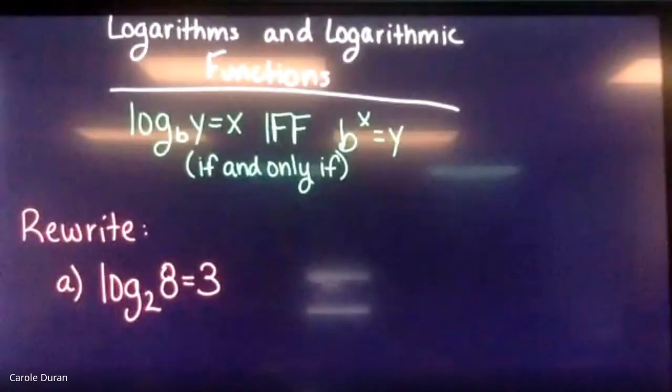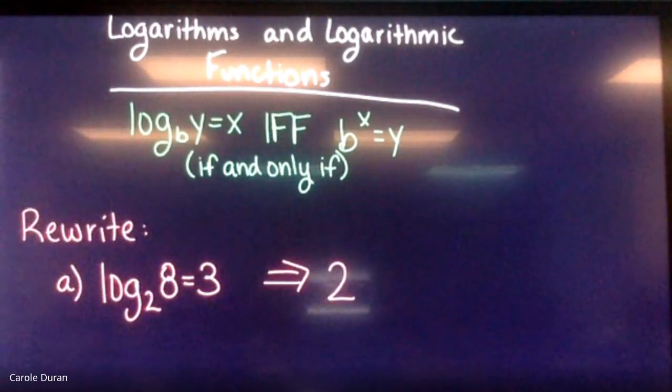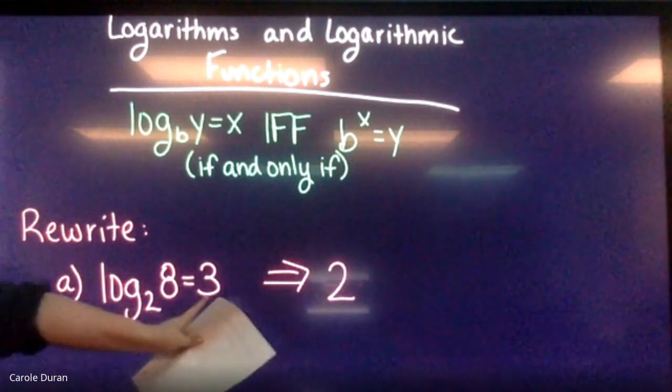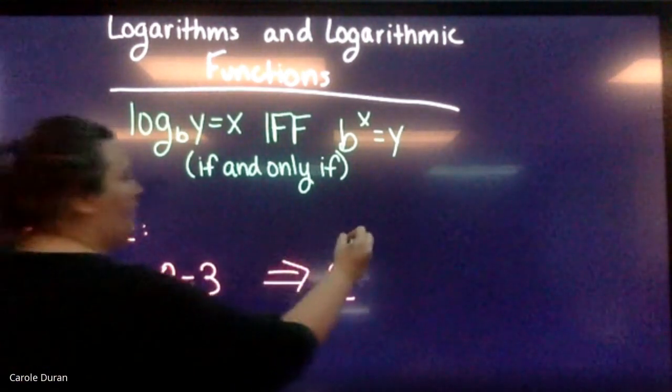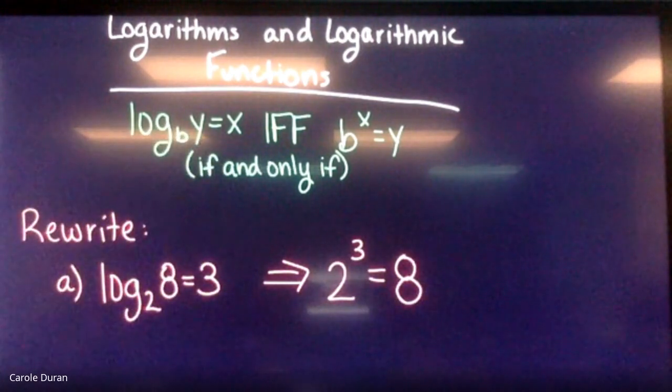So if I were to rewrite this as an exponential problem, what is the base of my exponent? 2. 2, because that's also the base of my logarithm. What exponent am I using here? 3. It's what my logarithm's equal to. And then that tells me that my answer is the big number in the logarithm itself. So log base 2 of 8 equals 3 is the same as 2 cubed equals 8.